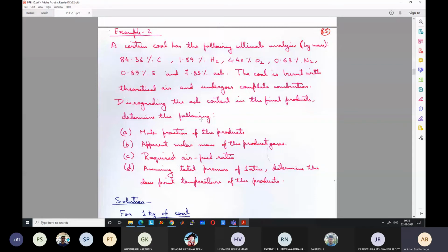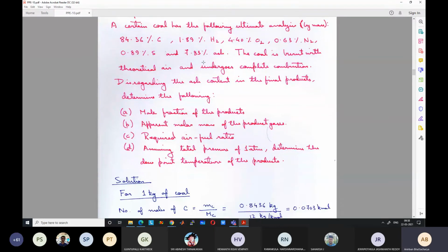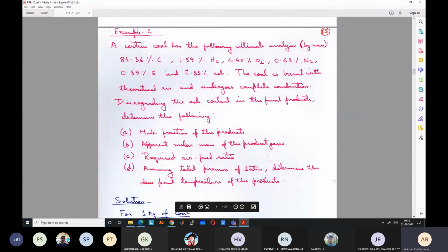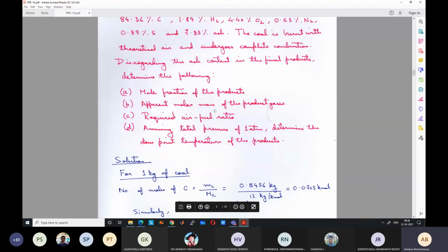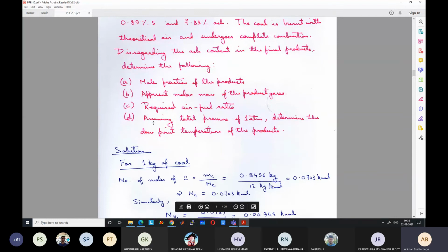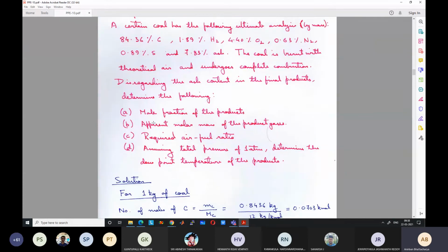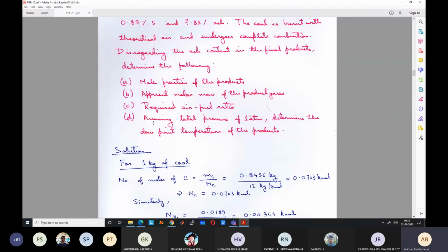So let us come back to our problem. Again, there are different ways to solve it, but we are going to follow one of the easy methods, which is, let us assume that there is 1 kg of coal. You can also calculate in terms of percentages, but it is easier to understand and relate to the problem if we just assume that there is 1 kg of coal. Unit mass of coal is there.